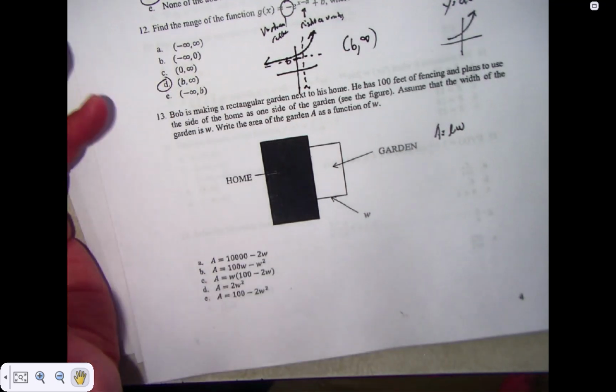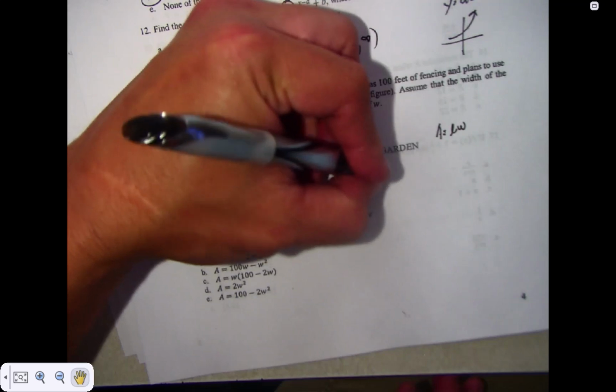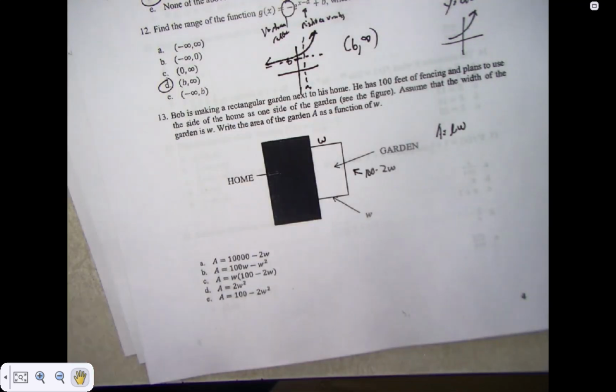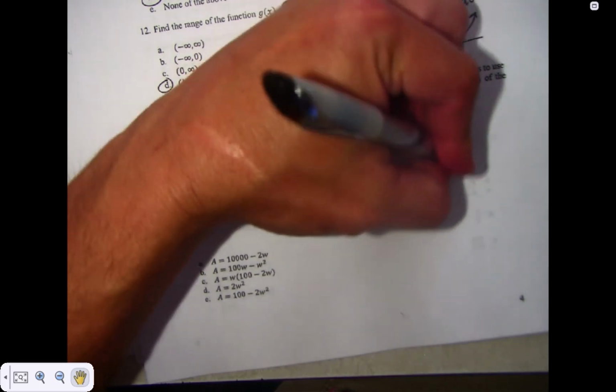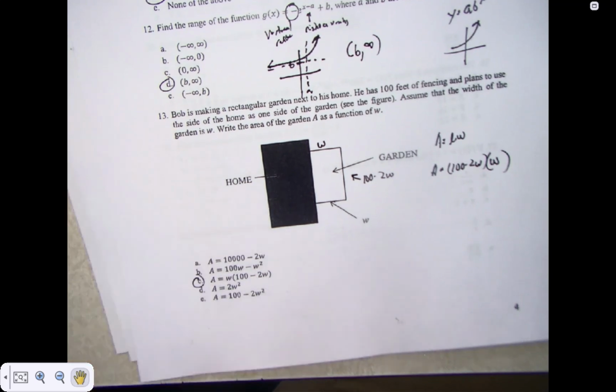Remember, area is length times width. If I have 100 feet of fence, and there's 2 widths that I'm using, this length right here would simply be 100 minus twice W. And then I'm just going to plug in. My length is 100 minus twice W, and my width is W. And then I'm going to do the old distributive property, if I need to. And I don't, because it's that one. Didn't even have to finish the distributive property. Perfect.